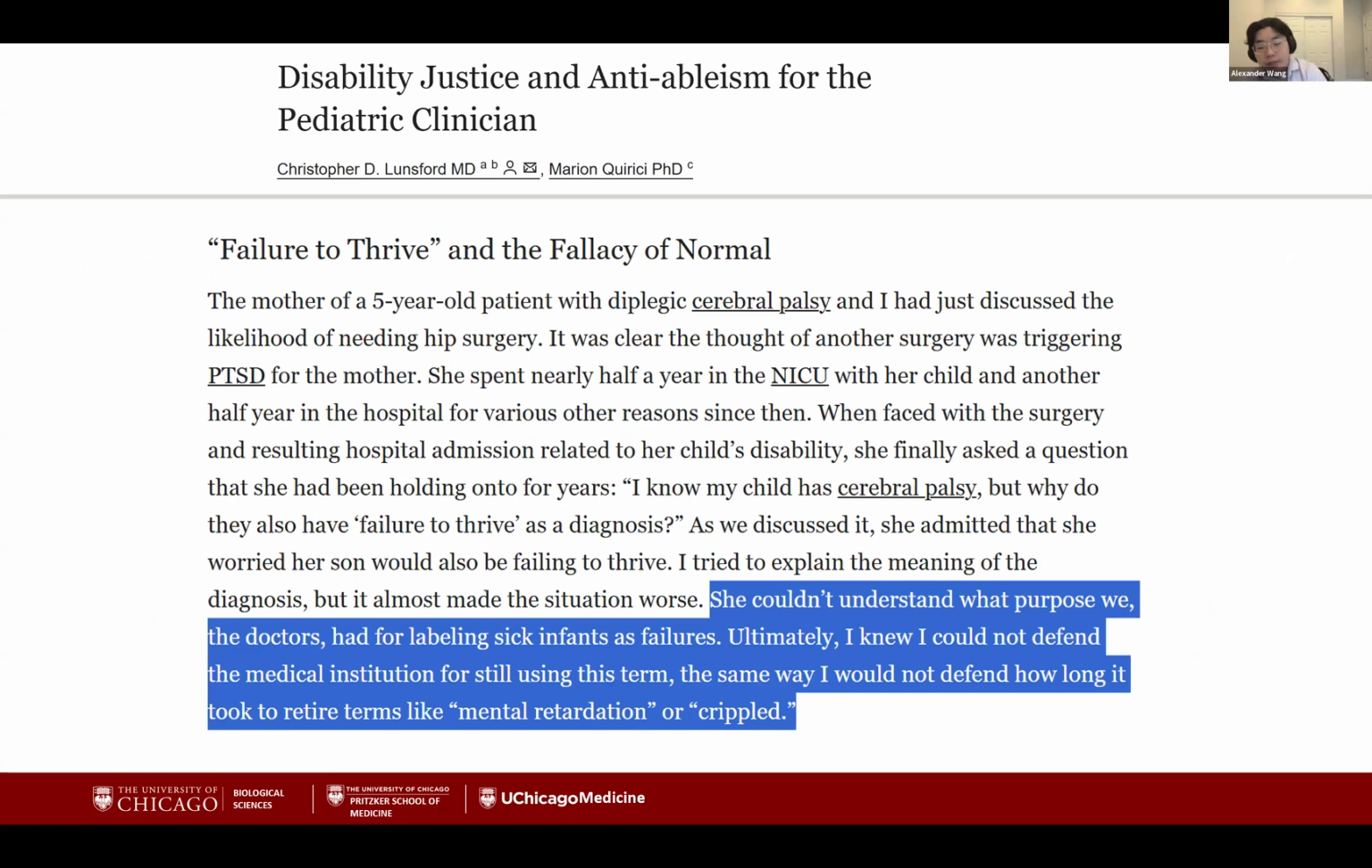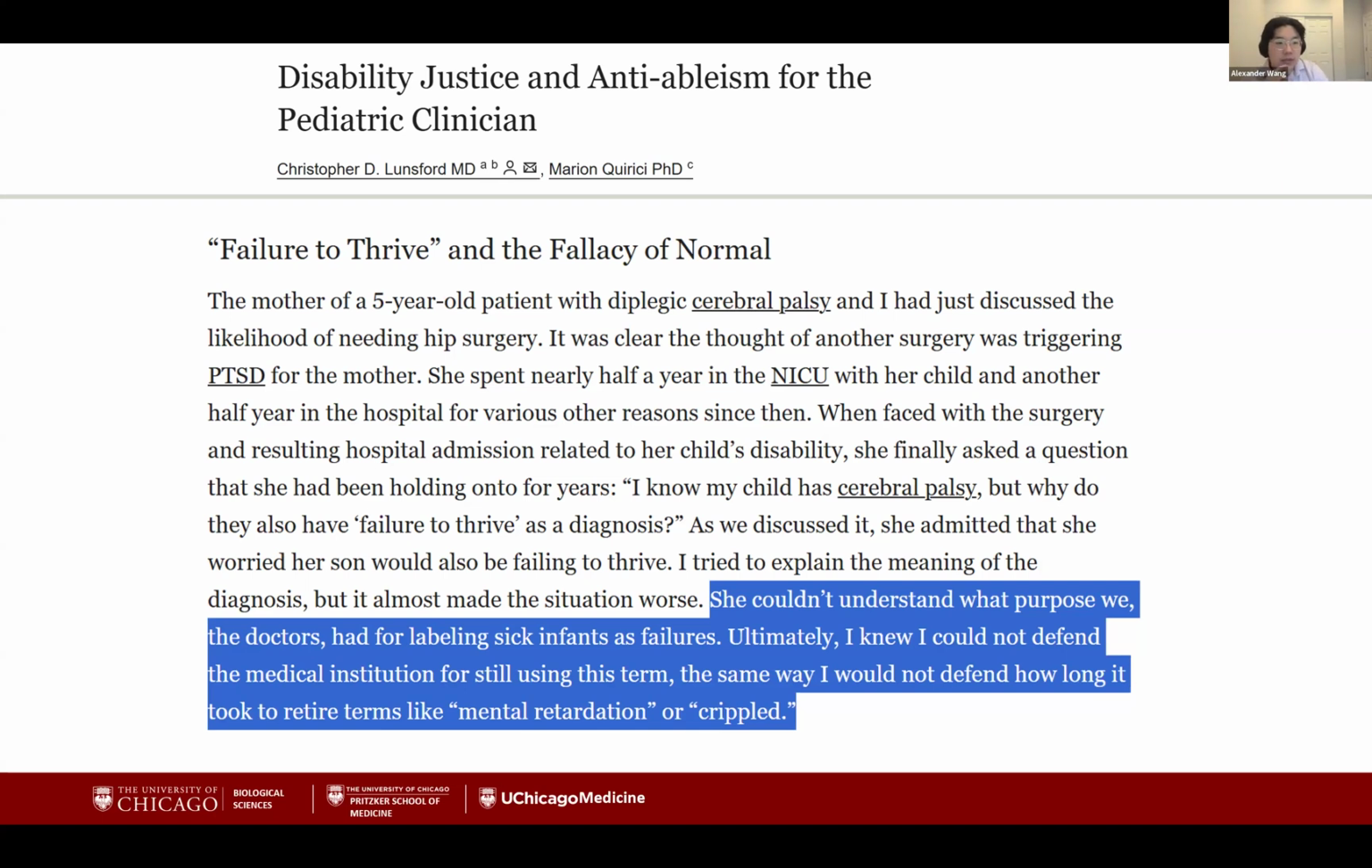And then finally, there's a 2023 article by Dr. Christopher Lunsford. He's a disabled PM&R physician, I believe out of Duke University. In the article, he discusses a number of different topics, as well as providing a really excellent practical guide for pediatric clinicians. In one particular section, he talks about the ICD coding term, quote, "failure to thrive," as an example of how ableism is baked into healthcare. And I want to highlight this end quote because of how important it is, I think, to emphasize considering how we think about disability.